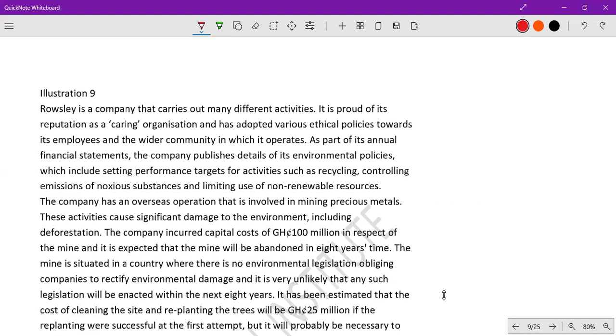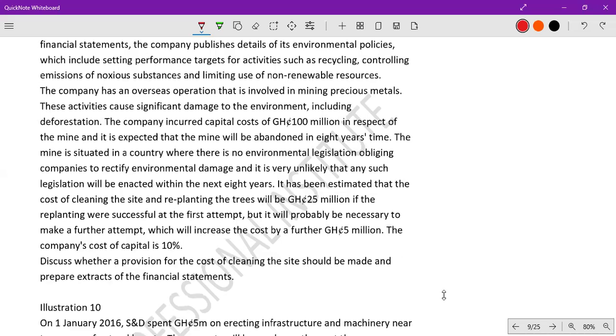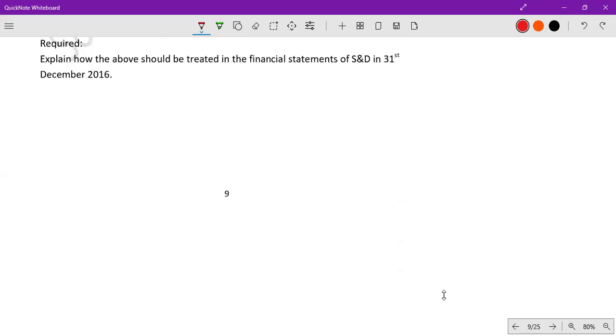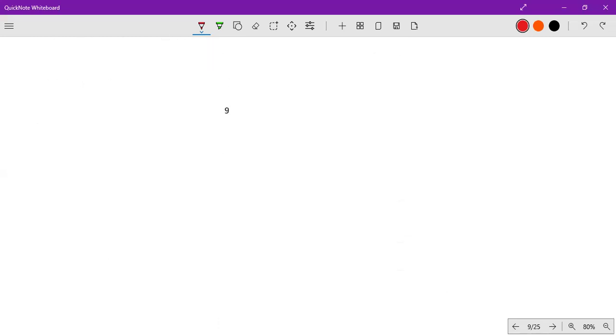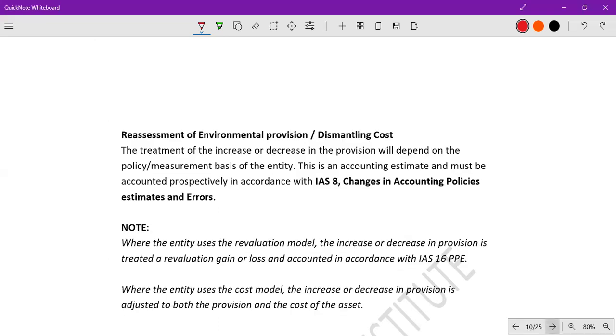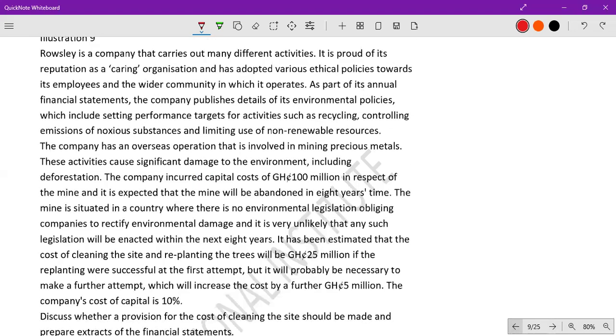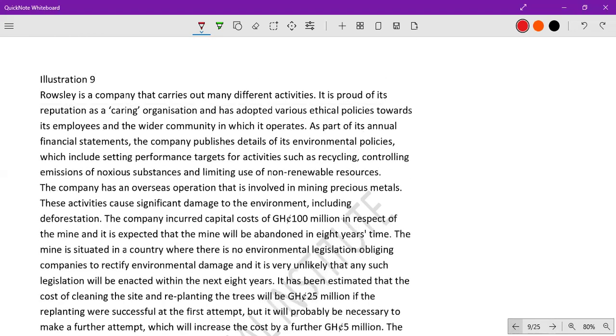So please, somebody should read this one for us, and then let's go. Illustration number 9. Illustration number 9.